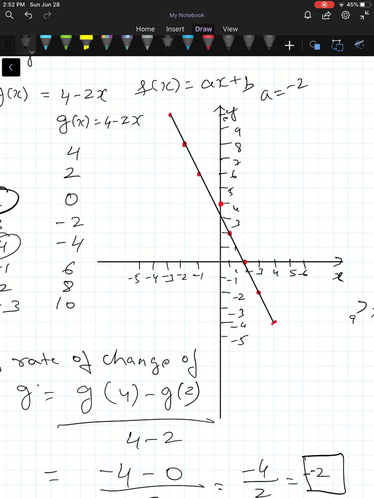When you are asked to find the average rate of change of a function, you focus mostly on two different output values with respect to two different input values. But when you see slope, you think in terms of the inclination of the graph with respect to the x-axis.